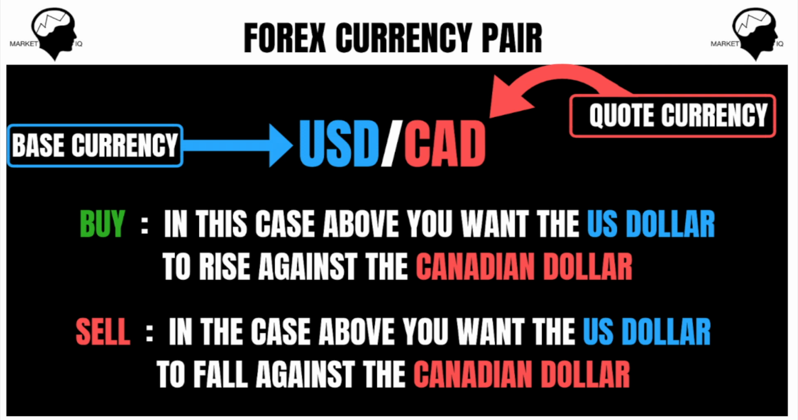Now we're going to go over the difference between base currency and quote currency. So as you can see on the screen, we have the US dollar paired with the Canadian dollar. The base currency, in this case the US dollar, is paired first, and the quote currency is paired second, which in this case is the Canadian dollar. And that applies to any pair.